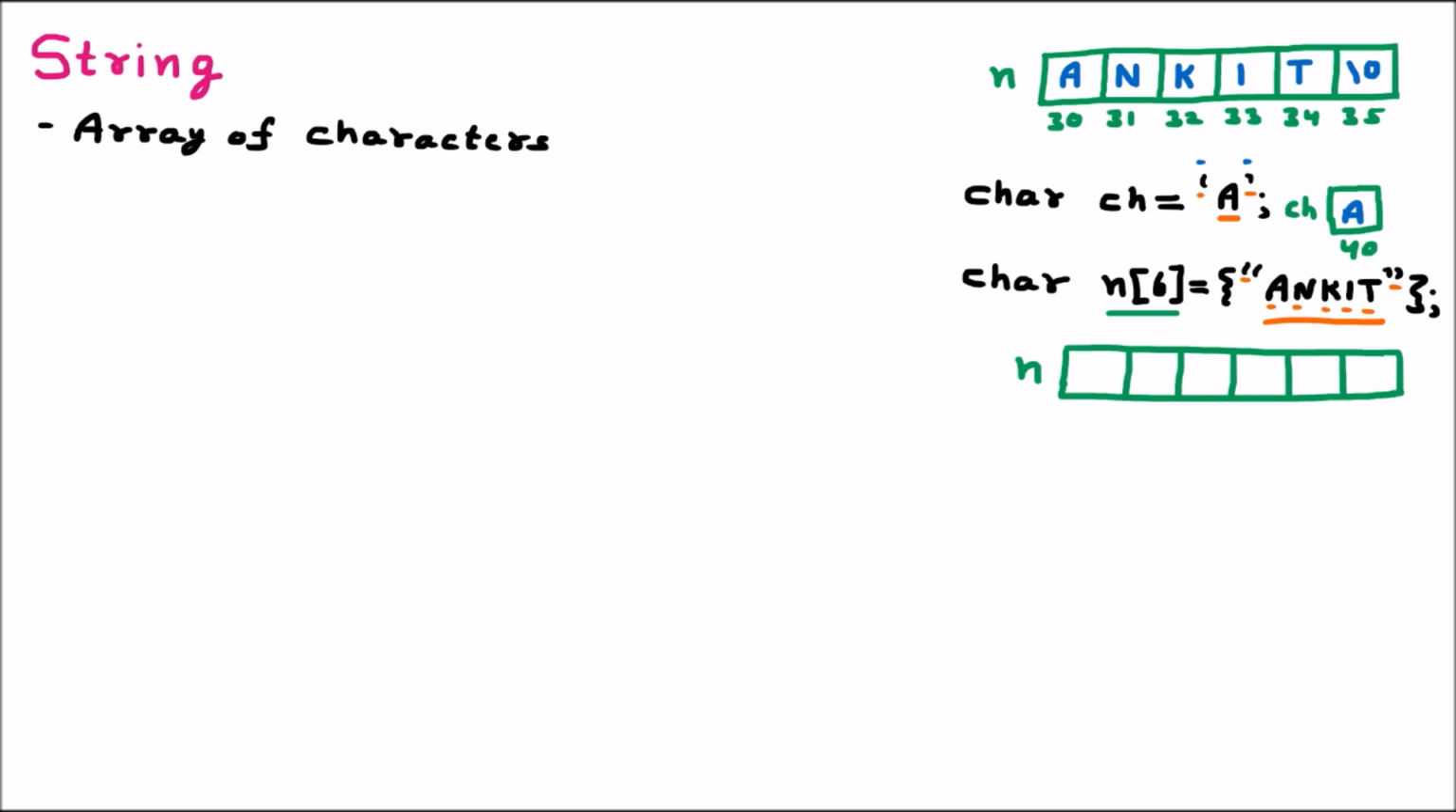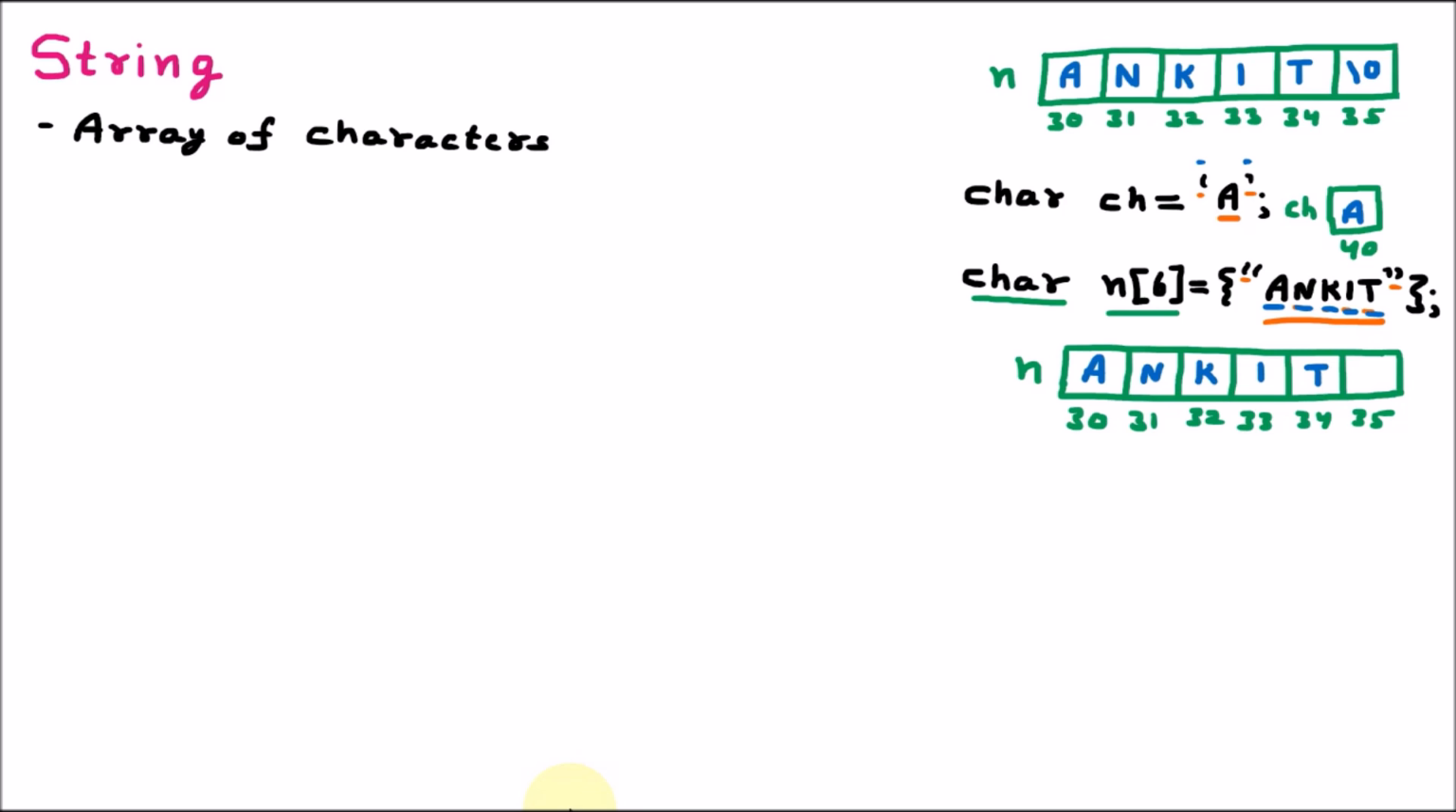So here let us suppose that the first address, or the base address, is 30, and we know that a character consumes 1 byte. That means sequentially we have further blocks by 1 byte. So here 31, 32, 33, 34 and 35. Inside this character array n, we are going to store all the characters. The first is a, so a we are storing, then n, then k, then i, then t, so they are stored.